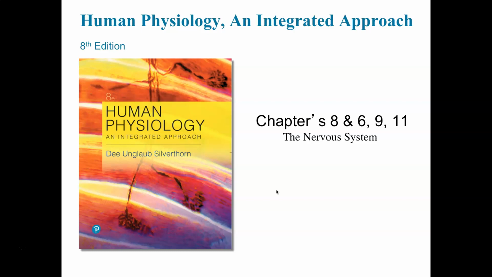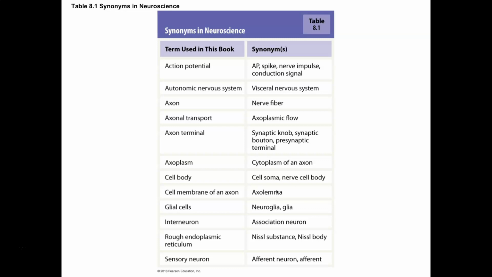Now, I don't have time to go through all of the anatomy with you, but I will show you a few slides just to get you guys thinking about the anatomy of the nervous system. So as you read through textbooks and as you watch videos on the nervous system, you're always going to come across various vocabulary. Everything from action potentials to glial cells to rough endoplasmic reticulum, sensory neurons, and so forth.